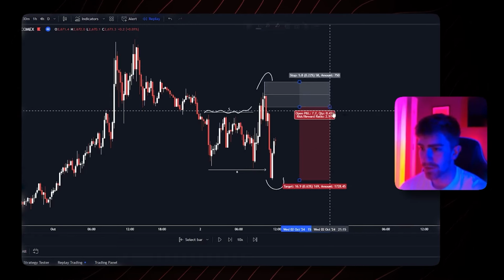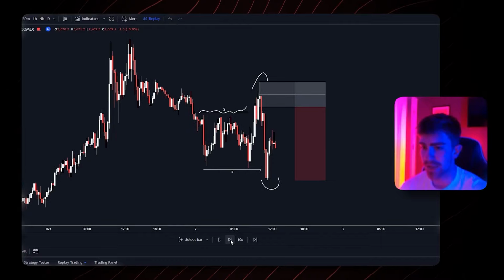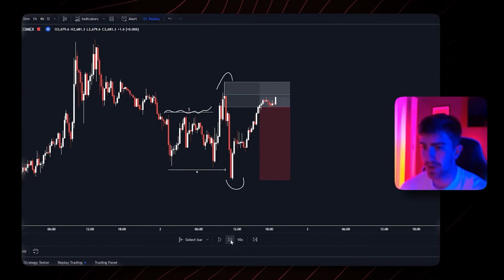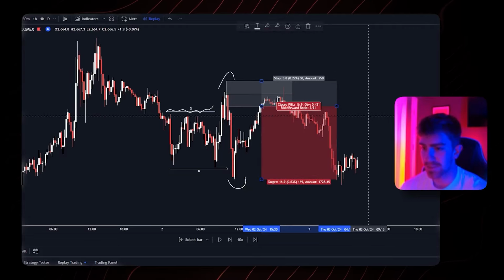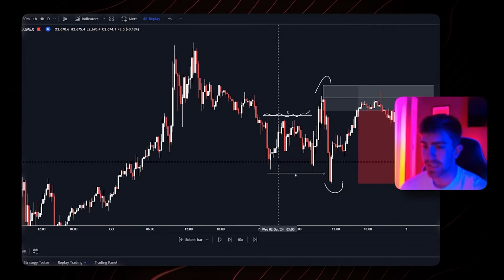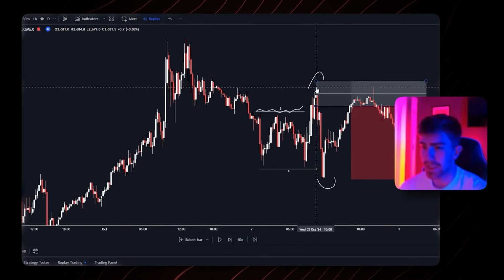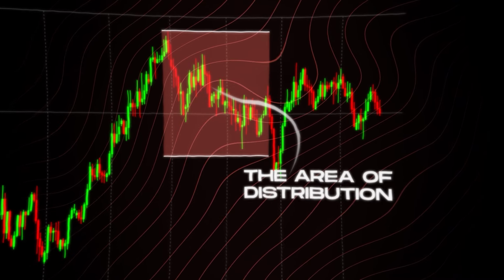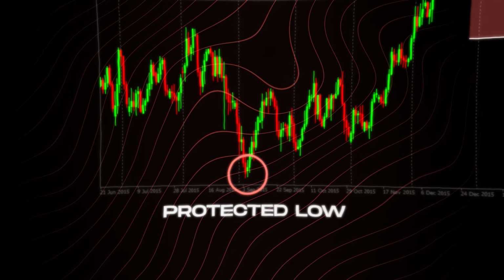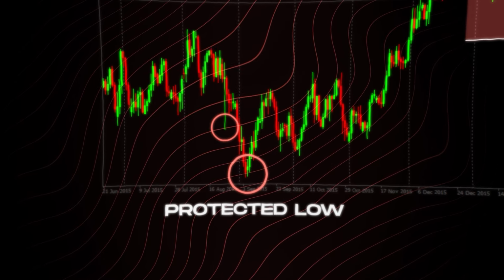Now we're going to play this out one by one and see what's actually happening. So we tap in, we get our entry, play out a little bit quicker, and there you guys have it. As you can see, this played out perfectly. What we did was we accumulated, we manipulated, and then we distributed. Now all we want to do is retarget the area of distribution to then retarget the protected low and the major low that broke previous lows to the left. And that is it. We're trading off highs. We're trading off major highs.